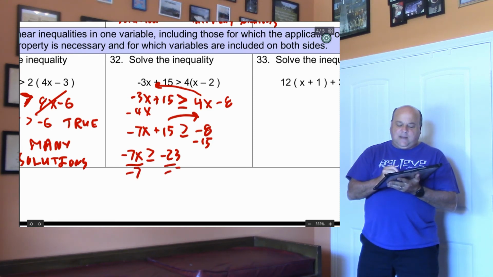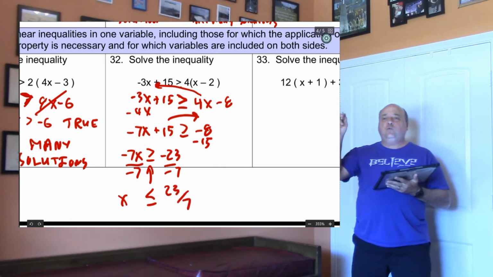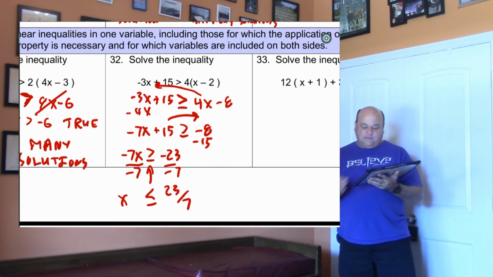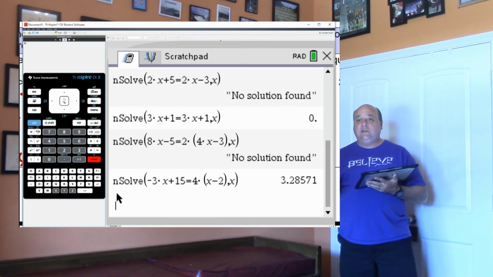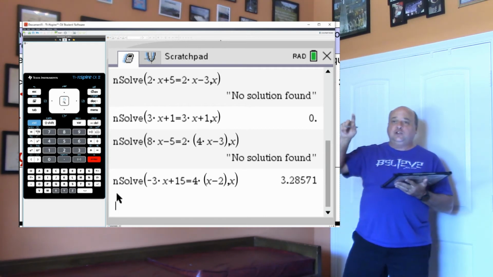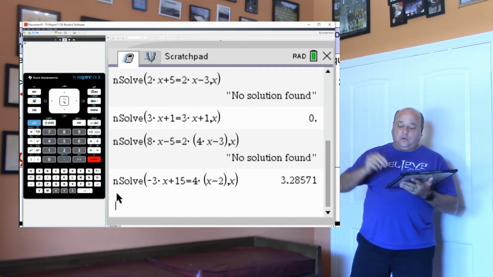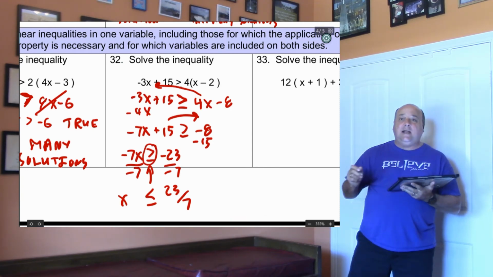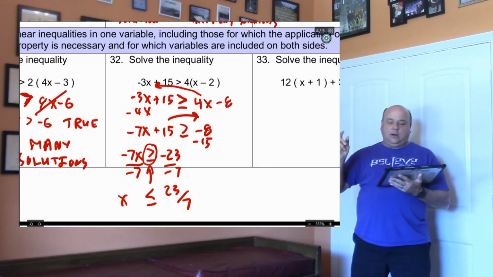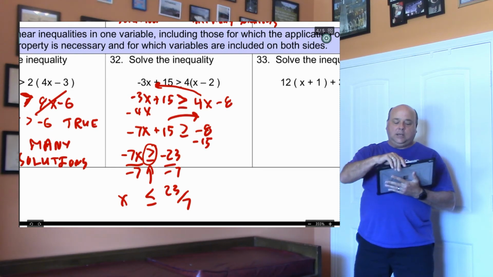And then when I divide by -7, this flips, and it's going to be x less than or equal to 23 over 7. Guess what happens if I punch 23 over 7? I get that decimal, 3.28571. So if you put your answer choices in and just hit Control Divide, you'll match up that decimal. The key on this is to flip that inequality. The calculator will not give you the inequality.